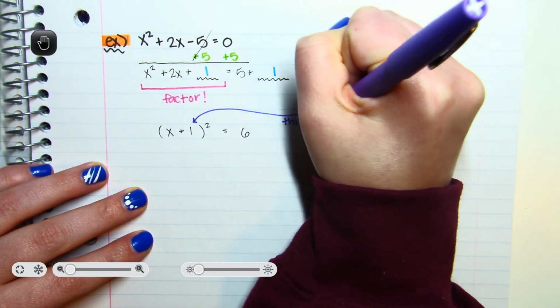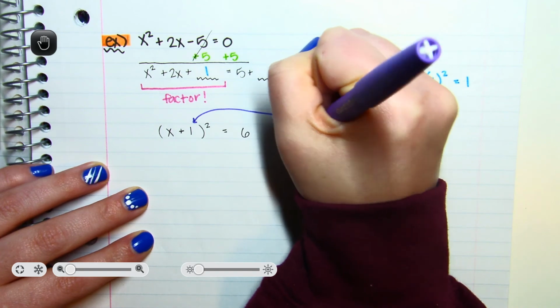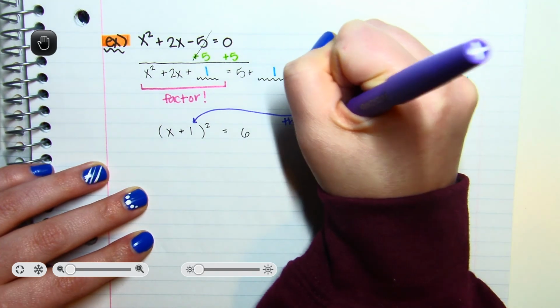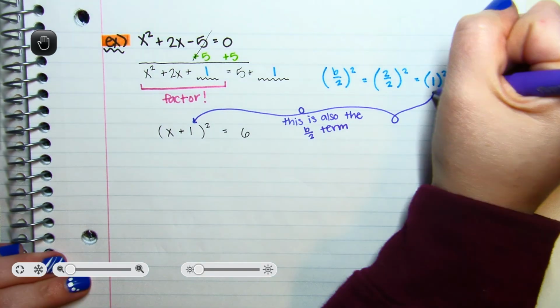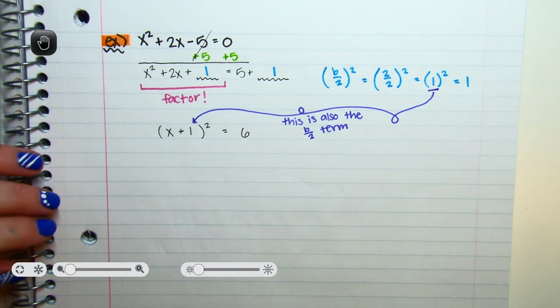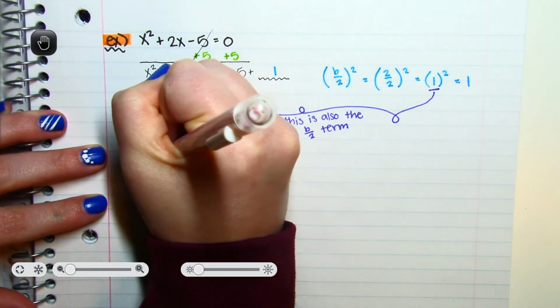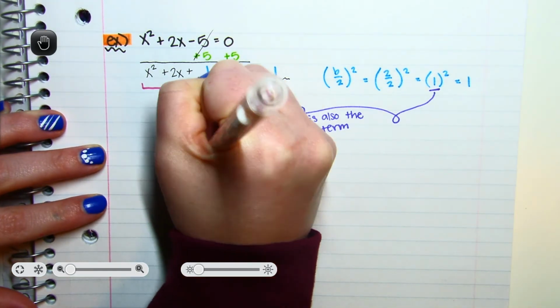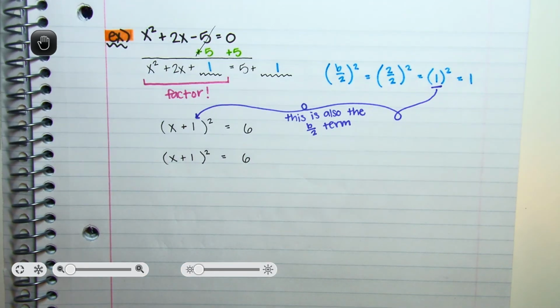So this is also the b divided by 2 term. All right. Now I just realized my arrow kind of took up some space on that, so I'm just going to rewrite this again. If your arrow didn't take up space, then that's fine. You don't have to rewrite it. What do I do next to solve this?